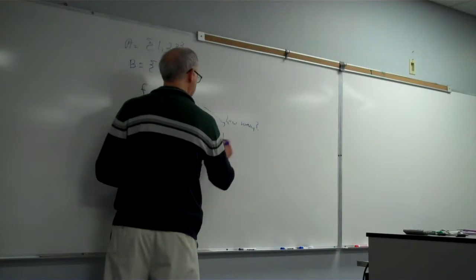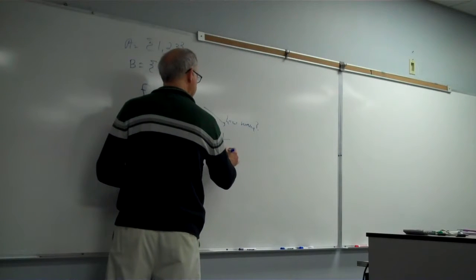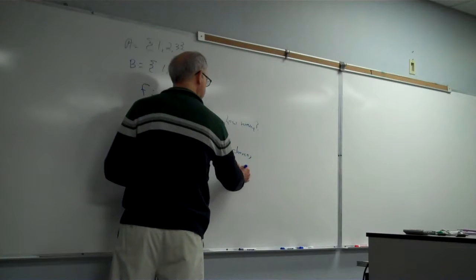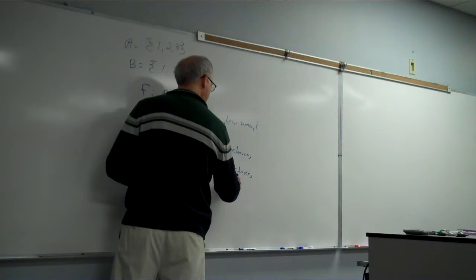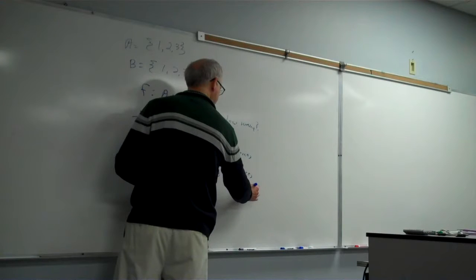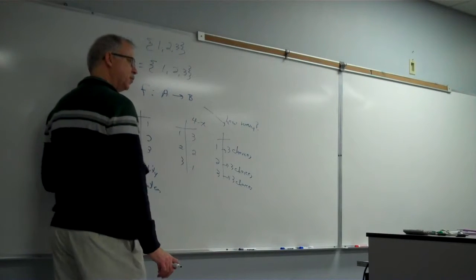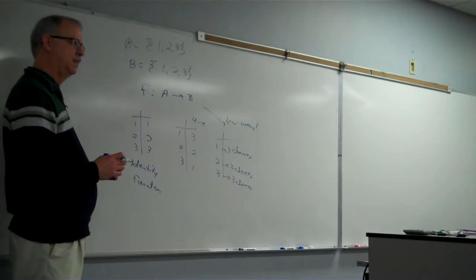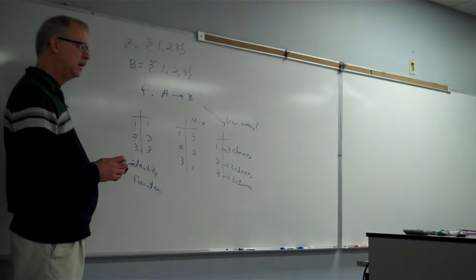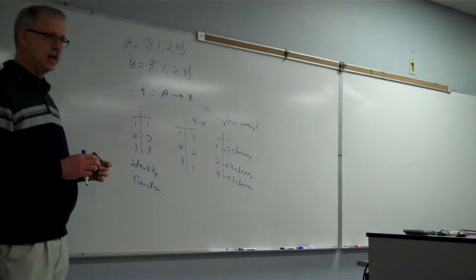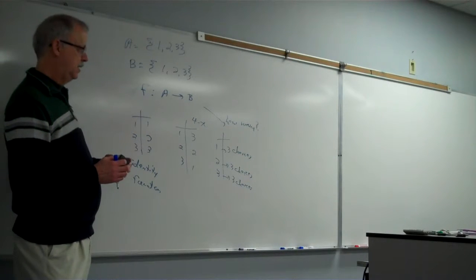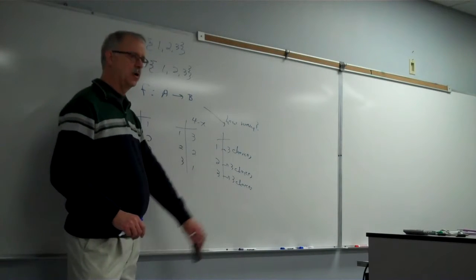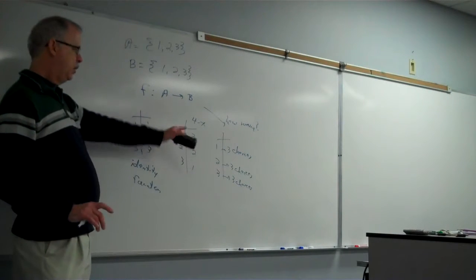I would agree with what you've said there so far. We have 3 choices for this one. We have 3 choices for this one. And we have 3 choices for this one. How many choices is that altogether? At this point, yes. Which is why there's 3 choices for all of them. If they can't repeat, we'd have to modify this.